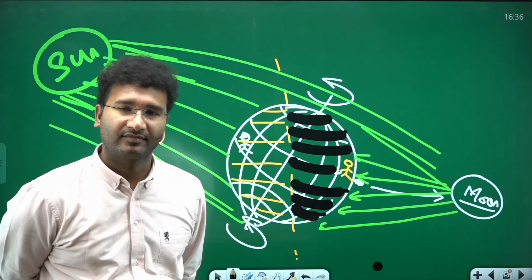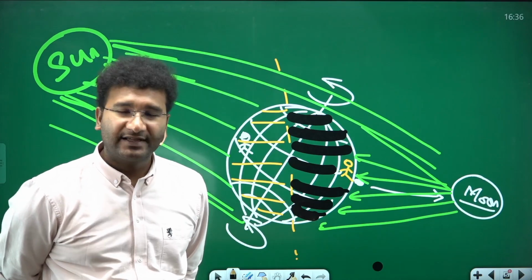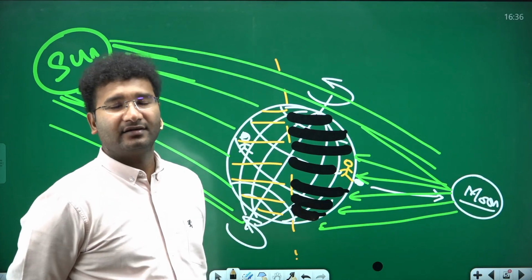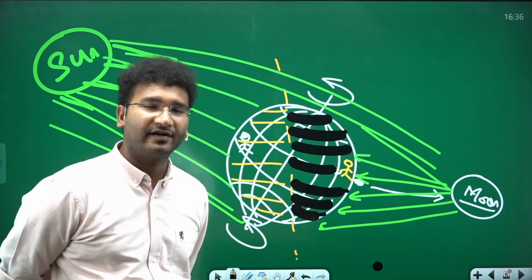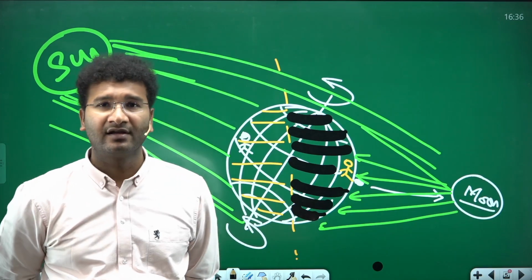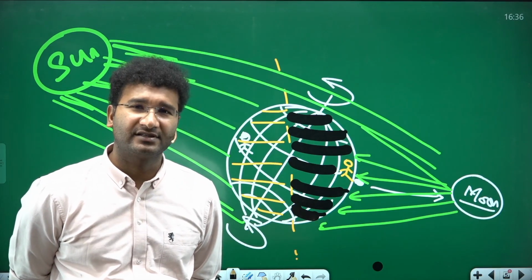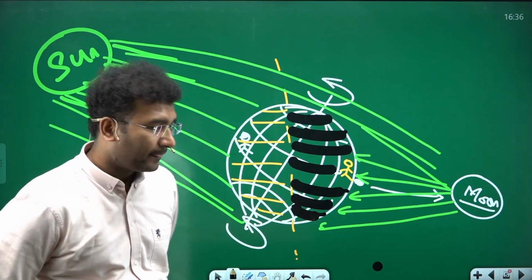Right? Clear? Always there is a high tide in a minimum of 24 hours, and one high tide and one low tide you will definitely experience. And how will you experience this high tide and low tide? Let me try to tell you. Look here.